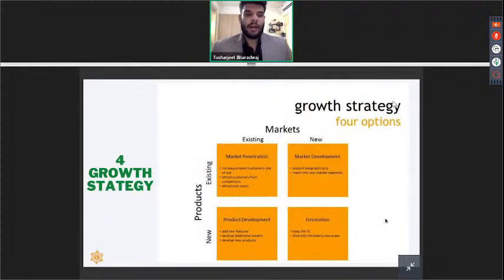Now, what are the growth strategies? We have 4 growth strategies. Firstly, if the product is existing and the market is existing, market penetration: increase present customer rate of use, attract customers from competitors, attract non-users. If the product is existing and the market is new, expand geographically, reach into new market segments. Then, if the product is new and the market is existing, add new features to the product, develop additional models, develop new products. And if the product is new and the market is new, then keep the fit and diversify into totally new areas.